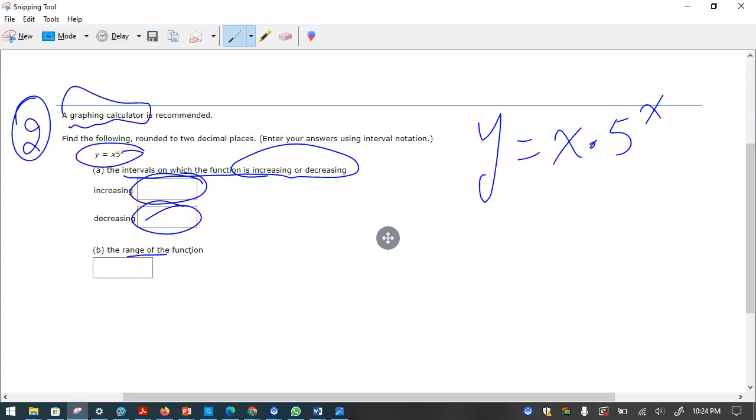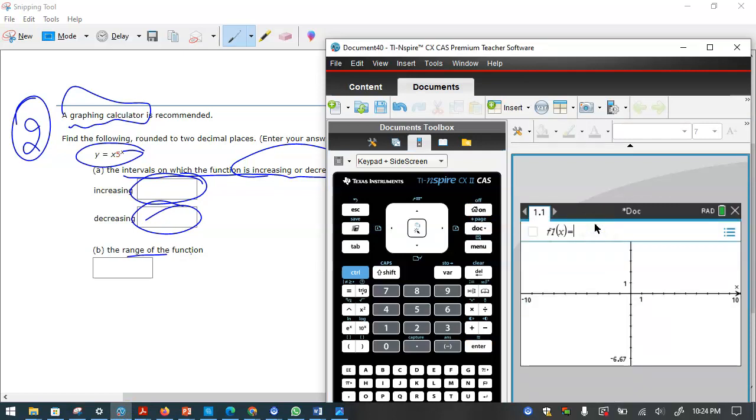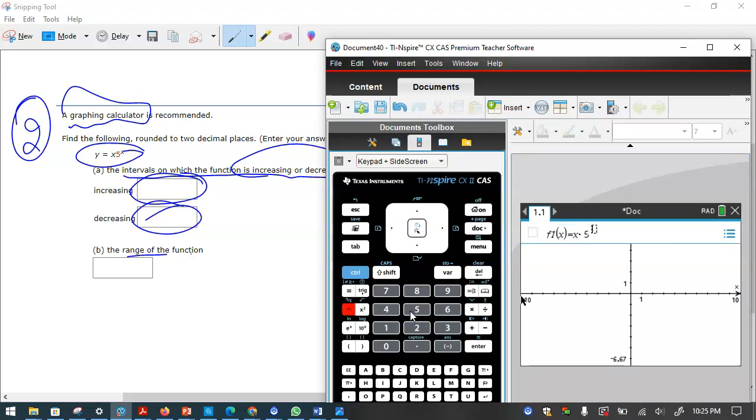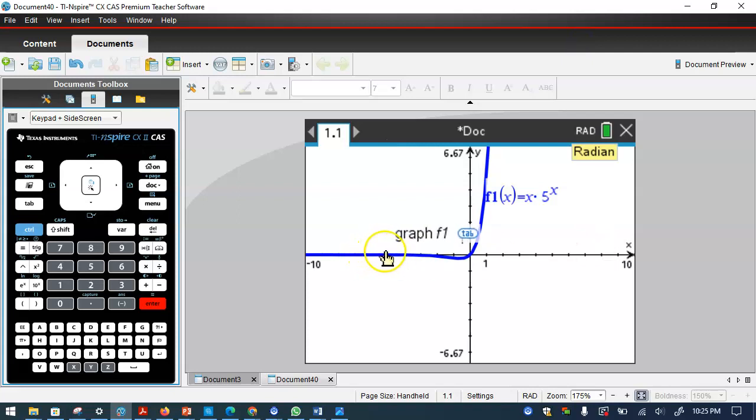So all we do is go back to the calculator, start with a new page, and go to the graph and put x. There is an x right here. So put x times 5 raised to the power, go up and put x and enter. You can see, let me make it a little bigger. We need to know where it is increasing and decreasing. See, the graph is going down.